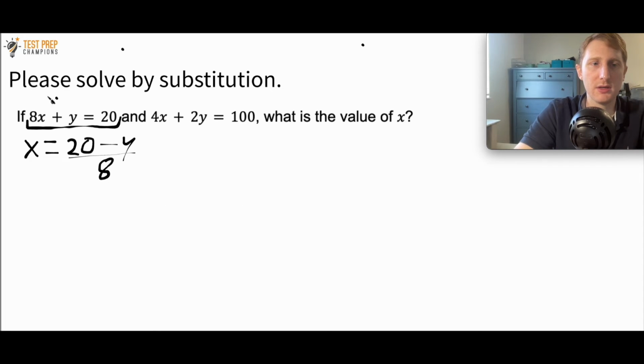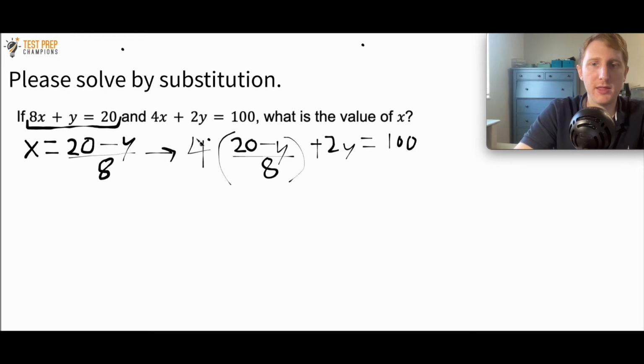So if you started by solving equation 1 for x, the next step then would be to take this (20 minus y) over 8, and you'd come over to equation 2, and you would substitute (20 minus y) over 8 into this equation for x. So here's what that would look like. You'd have 4 times (20 minus y) all over 8, plus 2y equals 100.